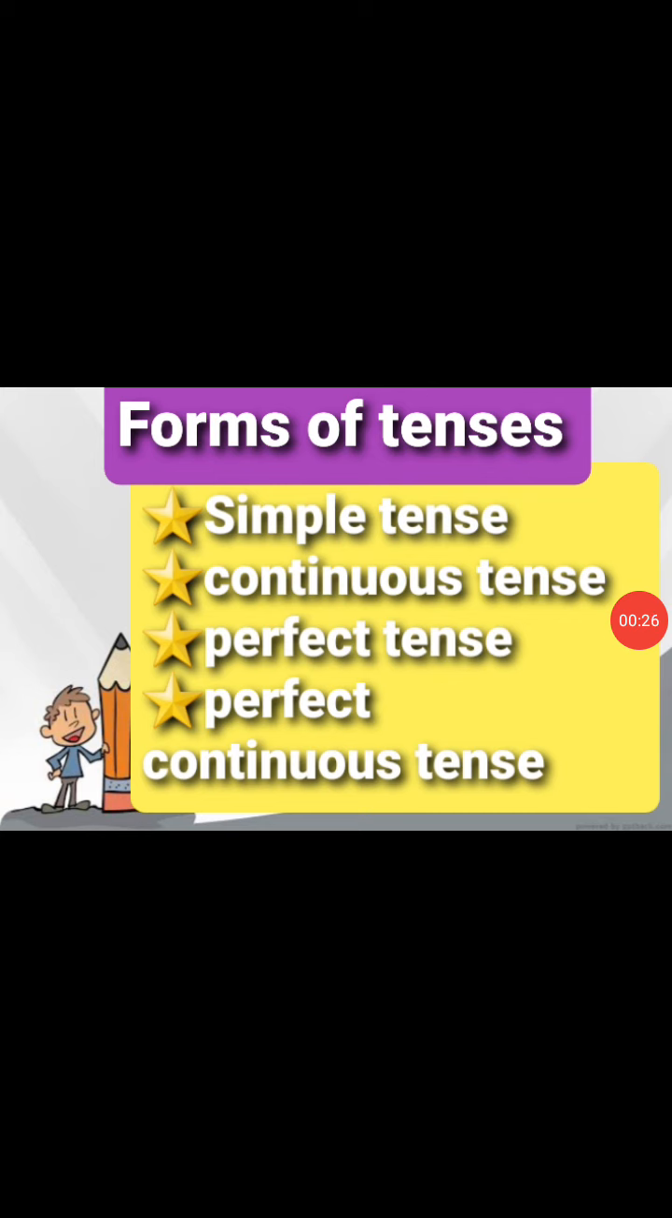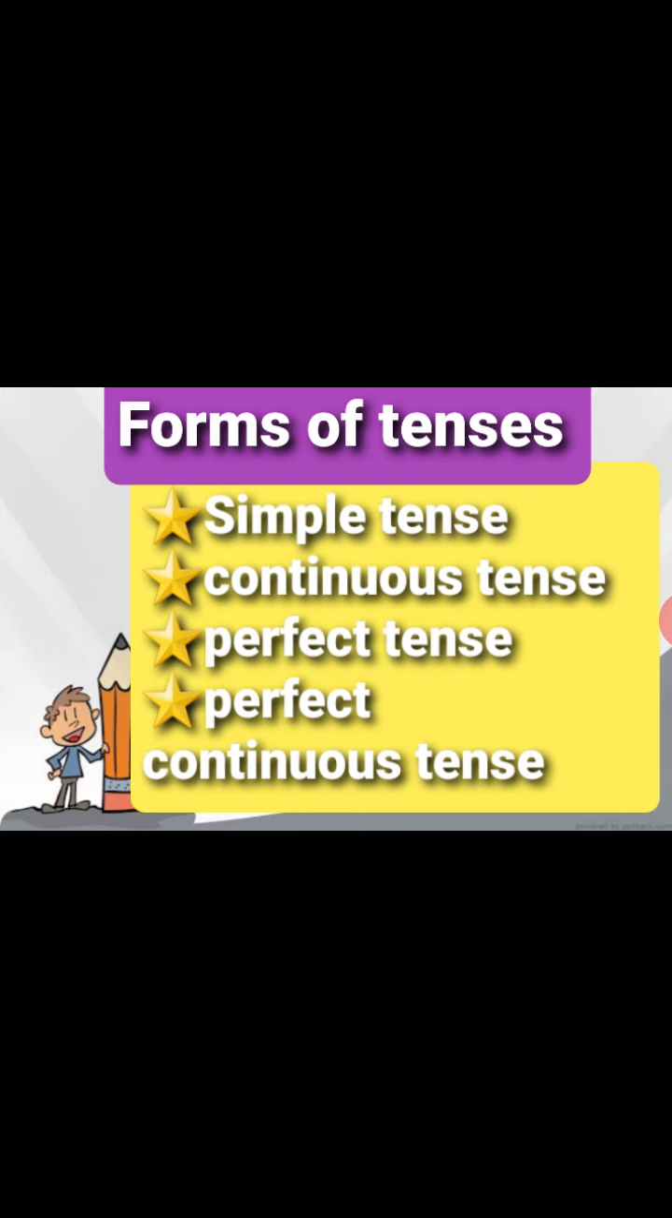Students, there are 4 forms of tenses. What exactly does tense mean? The work which we do at any time is called tense. Students, there are 4 forms of tenses: simple tense, continuous tense, perfect tense and perfect continuous tense. Firstly, we learn the meaning of these words, so it is easy for us to learn the rules of the tenses.